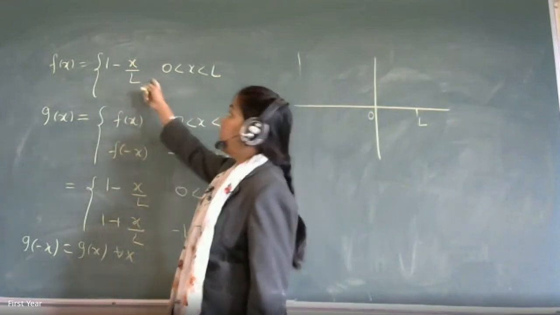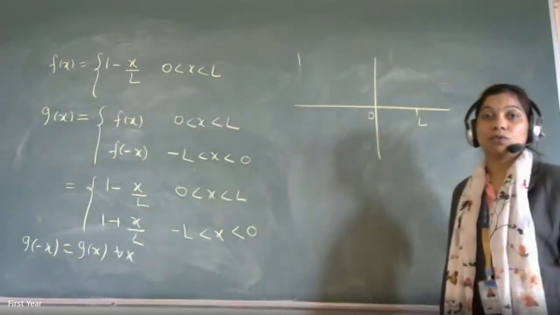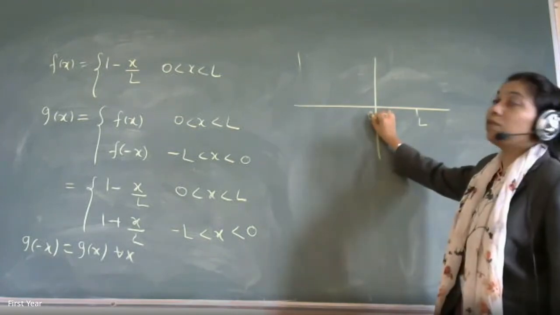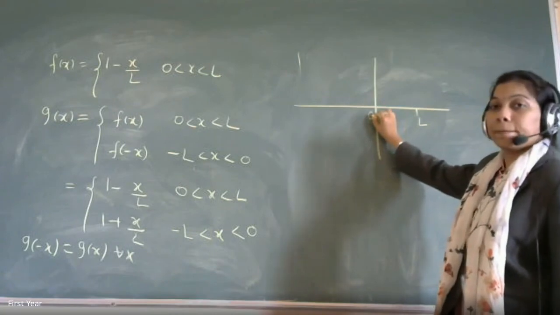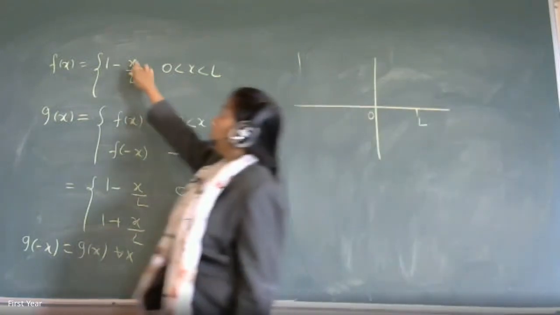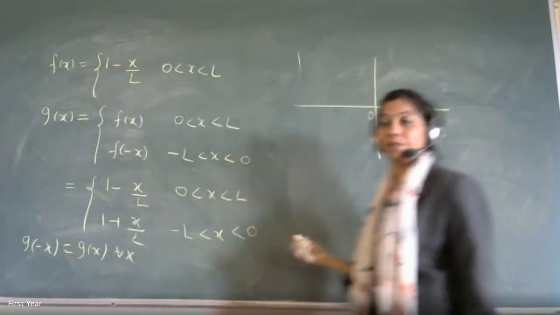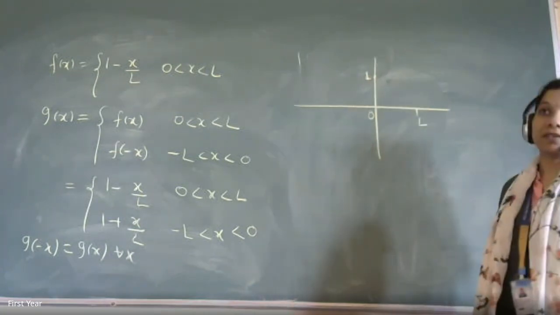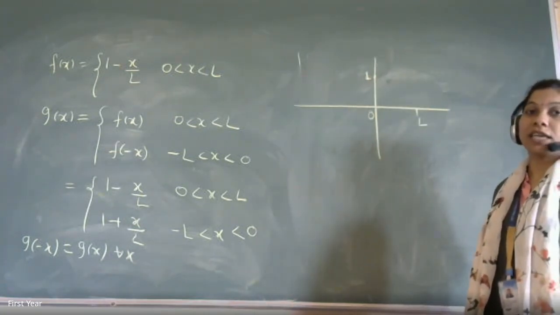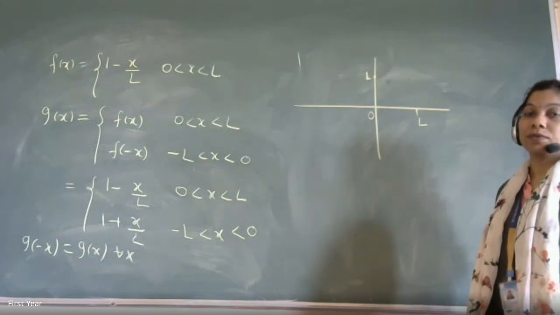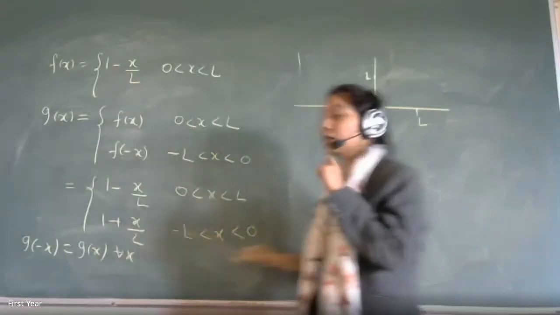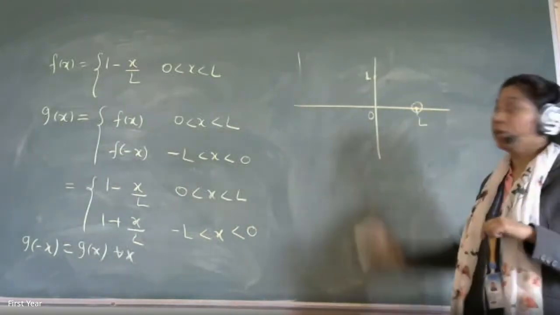Then we come to g of x. F of x, 0 to n. So what is that? When x is 0, what will be the value of f of x? Everyone put x is equal to 0. So 1 minus 0 by anything is 1. So you get 1. So this is 1. When x is n, what will be the value? Put x is equal to n. n by n is 1, 1 minus 1 is 0. So you'll be here. So you got 2 points.